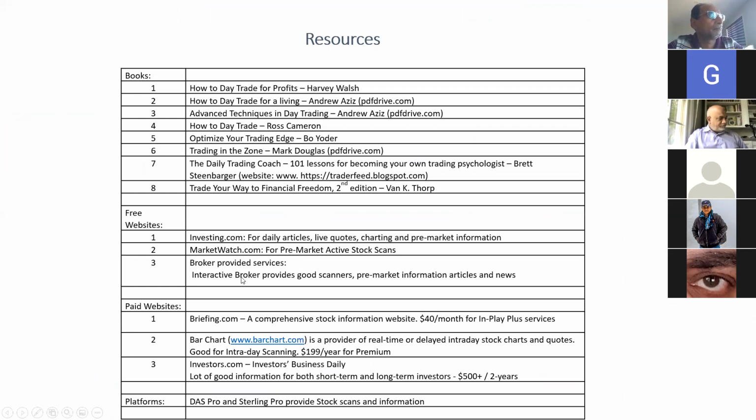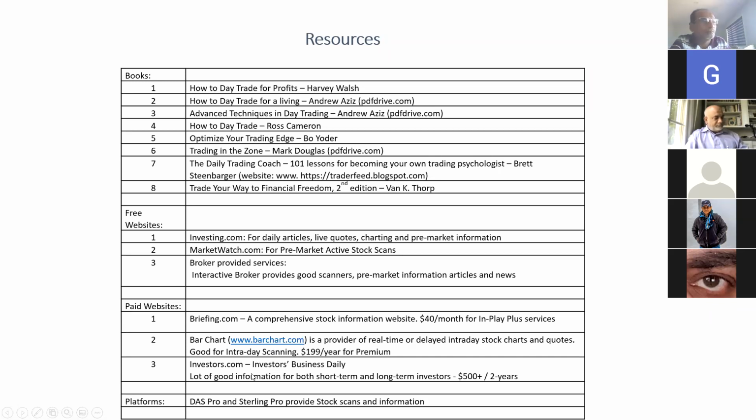Broker-provided services: Interactive Brokers provides a good scanner, pre-market information, and news articles, and I'm sure other brokers also provide good services. Paid website: briefing.com, comprehensive stock information, is just $40 per month for in-play plus services. Barchart is a provider of real-time or delayed stock chart data. You asked for Barchart, I think. It's $199 for their premium. I'm a subscriber to this.